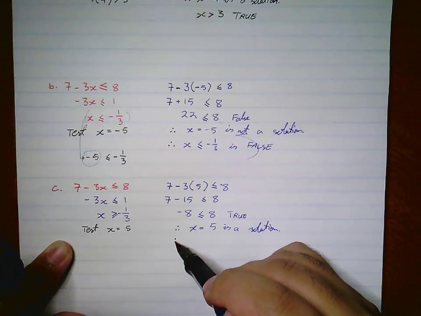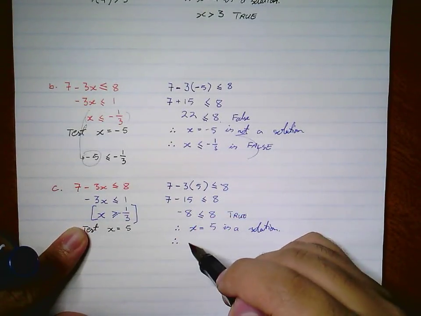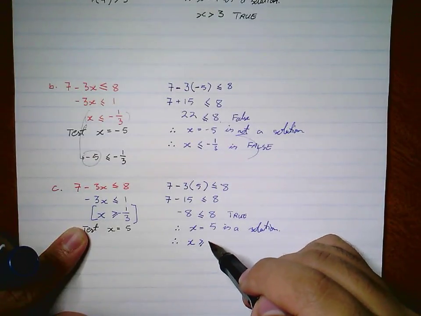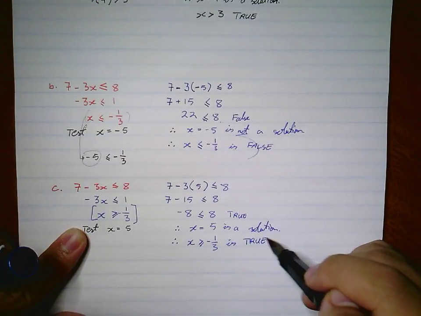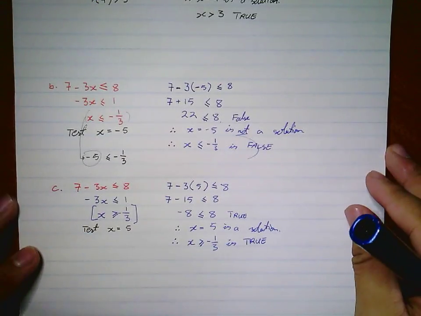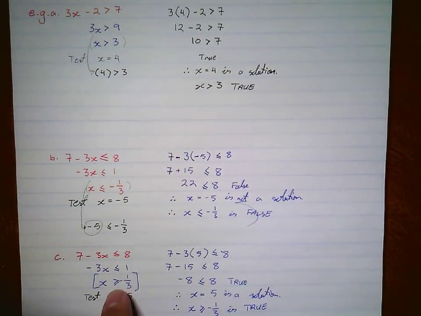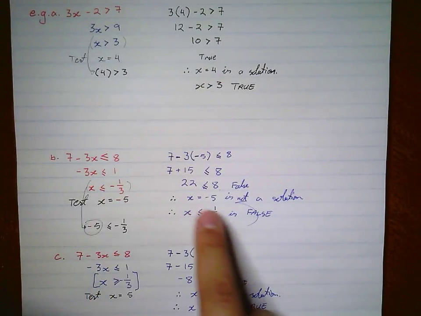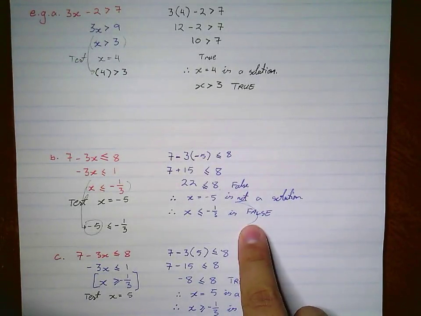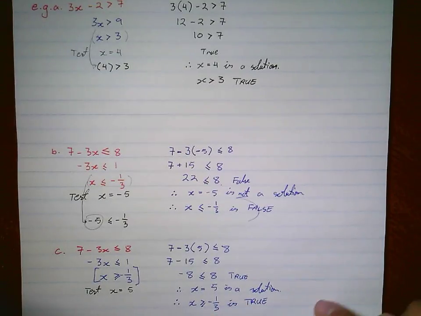which also means, therefore, this solution that we found, x is greater than or equal to negative 1/3, is true. That is the true solution. Okay, and I hope you saw also why we have to flip the sign here. Because if we don't flip the sign, like what happened here, we get a false solution. Whereas here we did flip the sign and we get a true solution here.